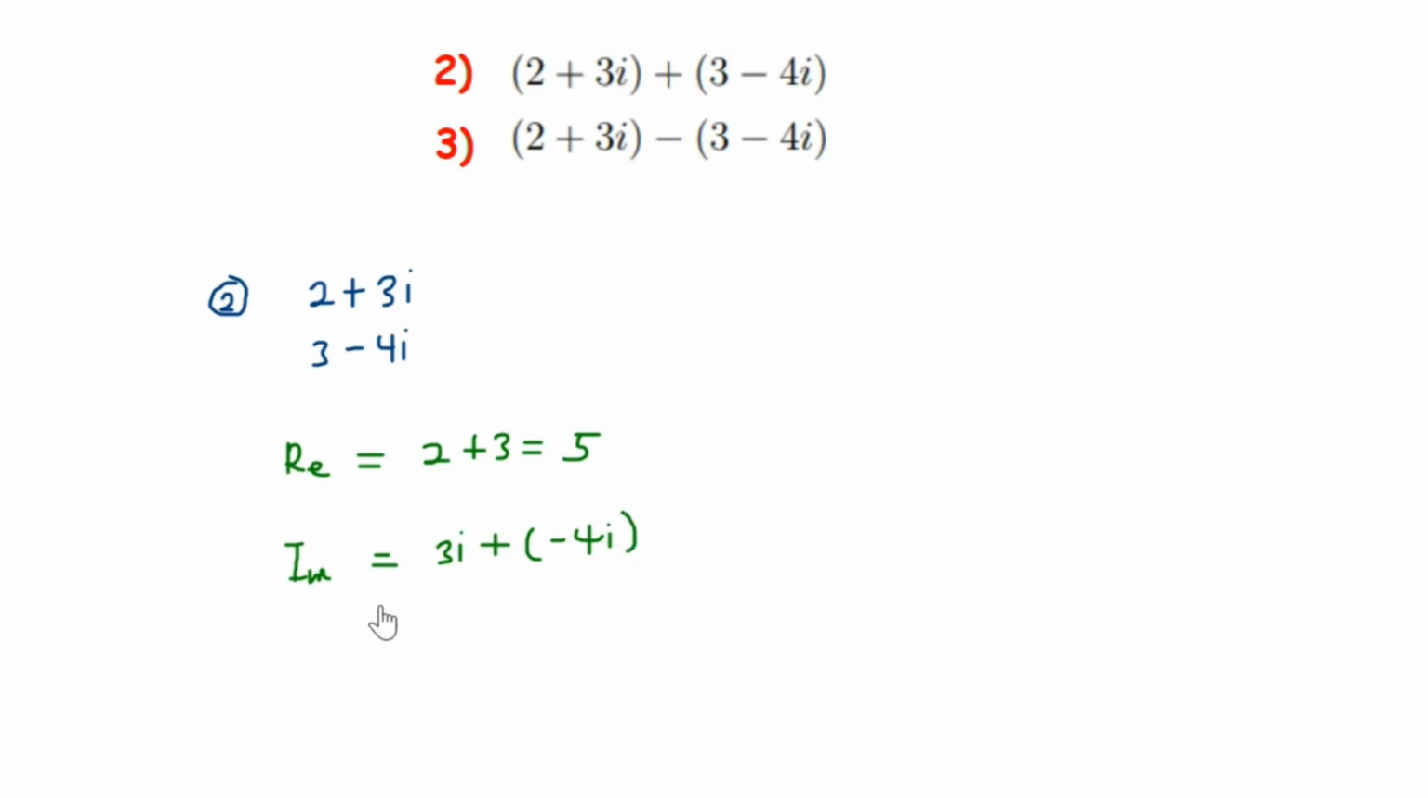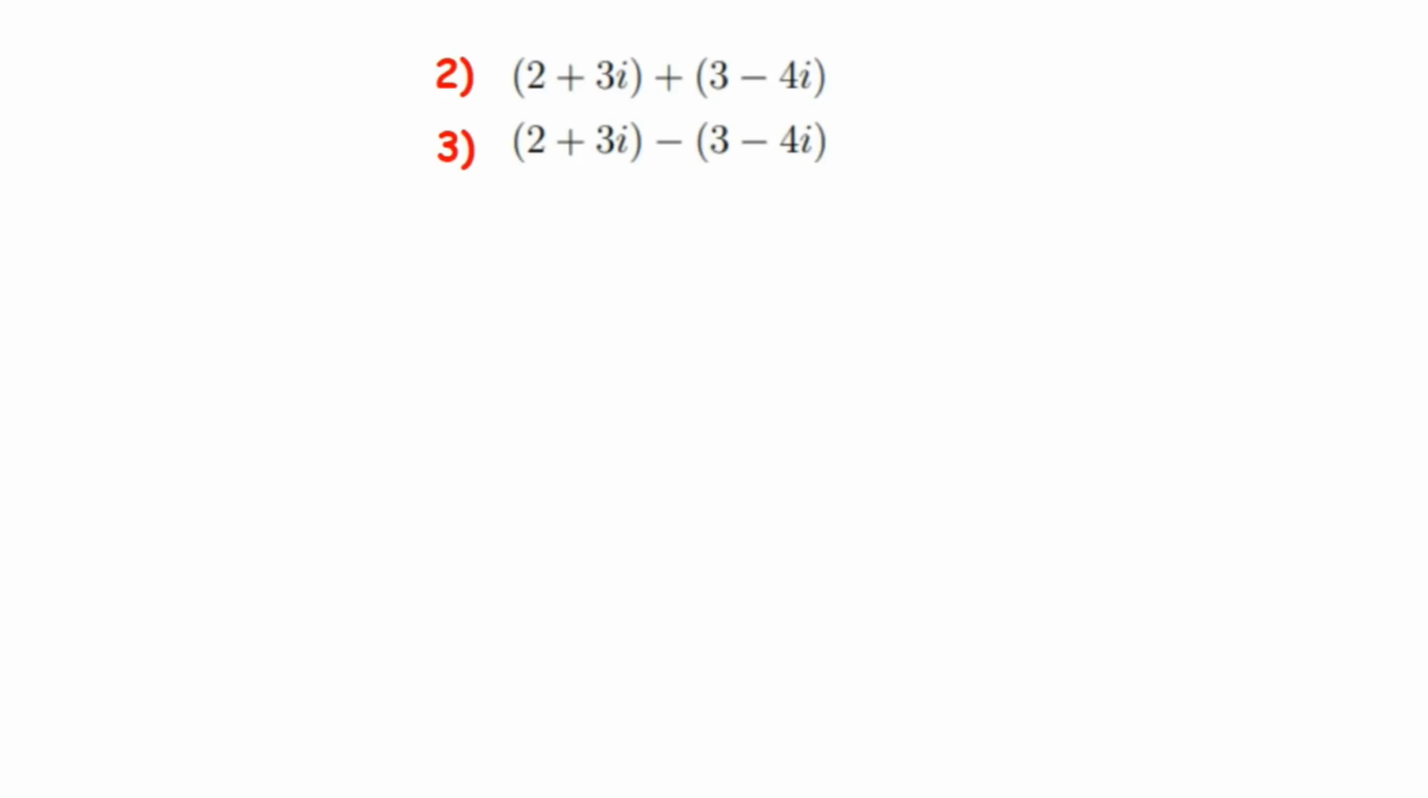Since i is common to both, you can bring i out. Then we do 3 minus 4. This will give us i multiplying minus 1, which will be equal to minus i. So then you have the sum to be equal to 5 minus i. So this will be the sum for the first question.